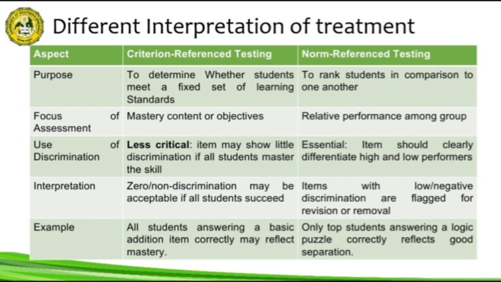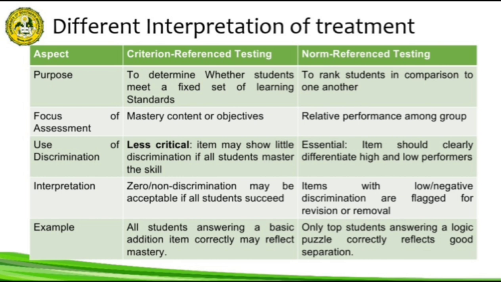Then, while on the norm reference testing, its focus is the relative performance among group. So, it compared the performance of the student. Like, did the student perform better than 75% of the class? So, in the aspect of use of discrimination, in the criterion reference testing, it is less critical. The item may show little discrimination if all students master the skill. So in here, D is less emphasized, but it's still helpful. It helps identify items that do not align well with mastery.